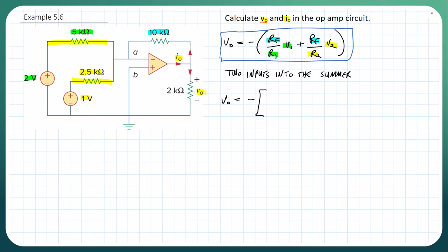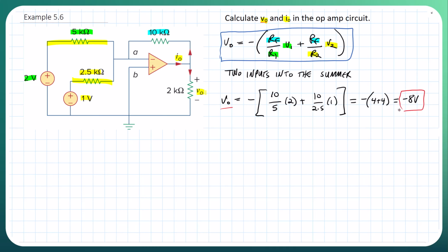Alright, so let's plug this in. 10 over 5 times 2, plus 10 over 2.5 times 1. Work this out, we get minus 4 plus 4, which gives us minus 8 volts. So now we've solved for our output voltage, which is minus 8 volts.